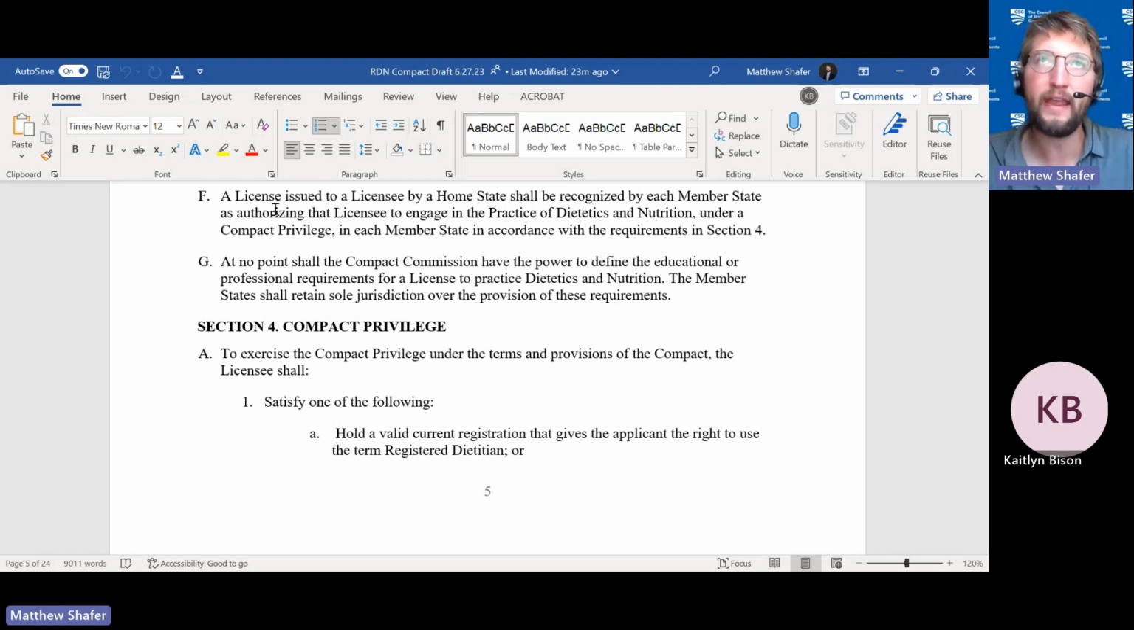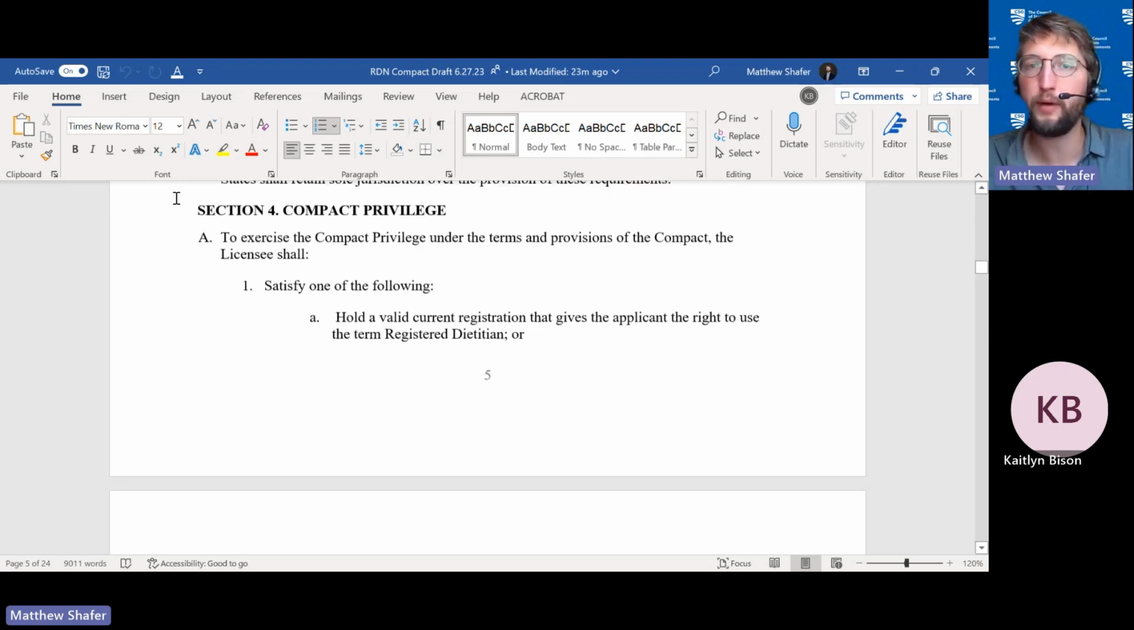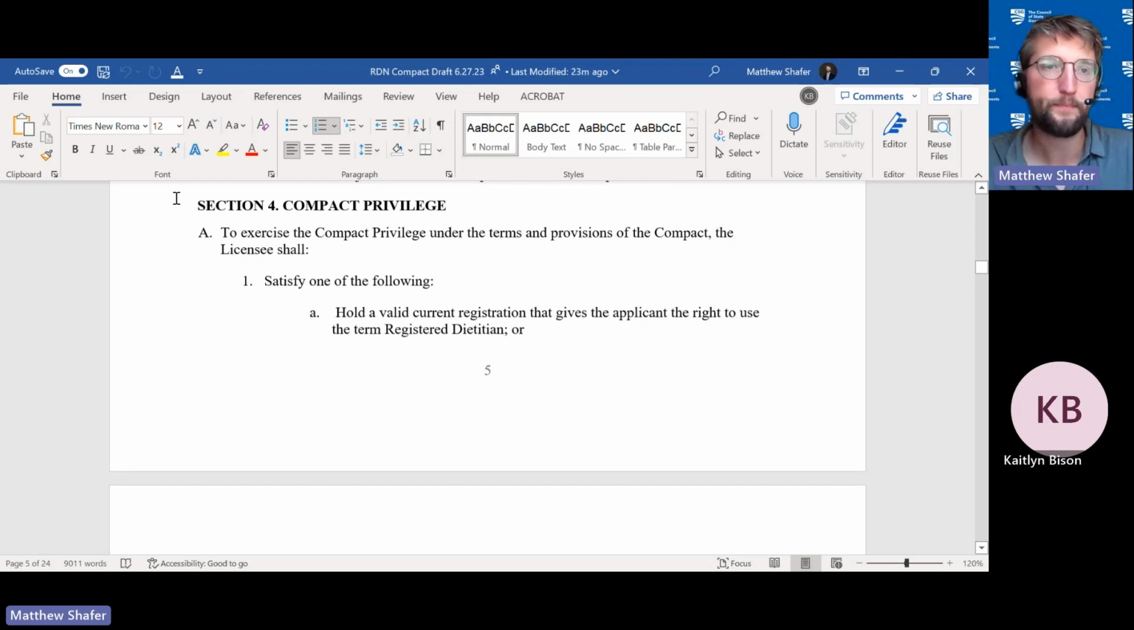So they can't dictate, they can't say all the states have to require this exam, or all the states have to require this degree, all the states have to require this certification. The Compact Commission can't do that. So this is just affirmatively stating that in subsection G there. All the Compact Commission does is ensure that the compact is functioning how it should, that compact privileges are being issued, and people are being authorized to practice in other member states.